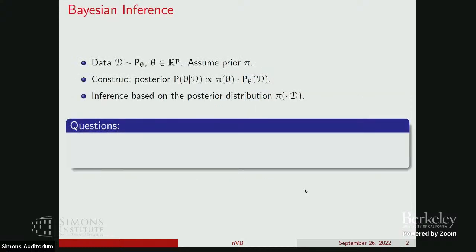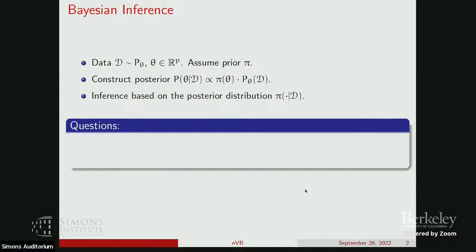The general setup for Bayesian inference is that you observe some data D coming from some parametric family of distributions P_theta. Theta throughout this talk is some vector-valued parameter in P dimensions, and this is what you would really like to learn from the data. Under the Bayesian approach, you assume some prior on the parameter, which reflects your measure of uncertainty. You construct the posterior distribution, and then you carry out inference based on this posterior distribution. In principle, it's straightforward.